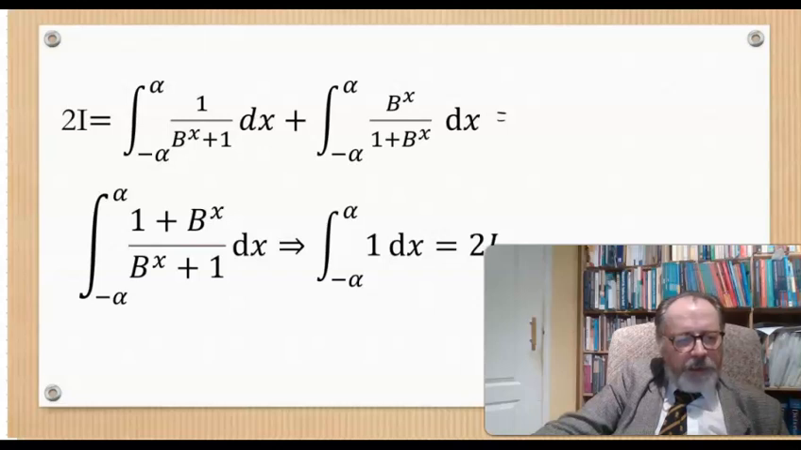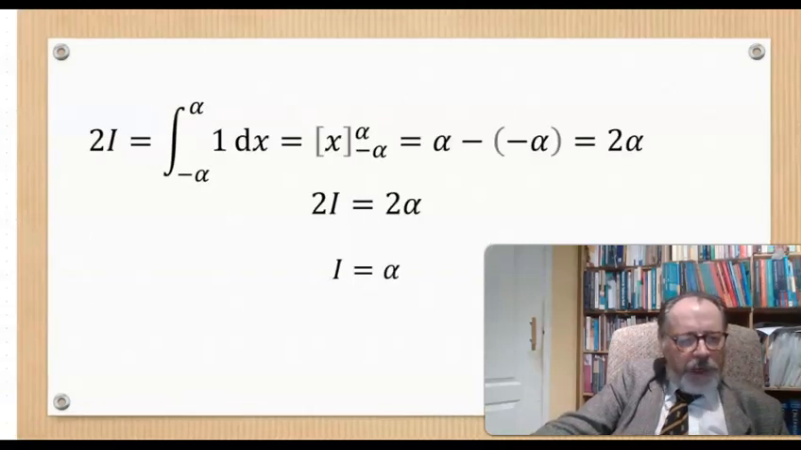And so if we add those two expressions together, we find that twice our integral is the integral between alpha and minus alpha of 1 upon b to the x plus 1, plus the integral between alpha and minus alpha of b to the x over 1 plus b to the x dx. And we will see that that is the same as the integral between alpha and minus alpha of 1 plus b to the x over b to the x plus 1, which is the same as the integral between the two limits of 1 dx, and that is twice our integral.